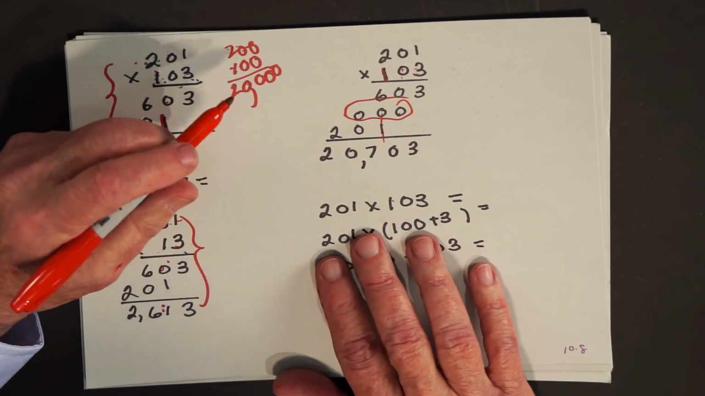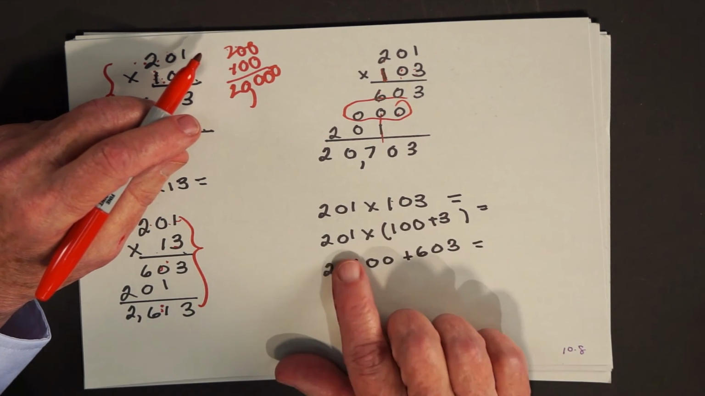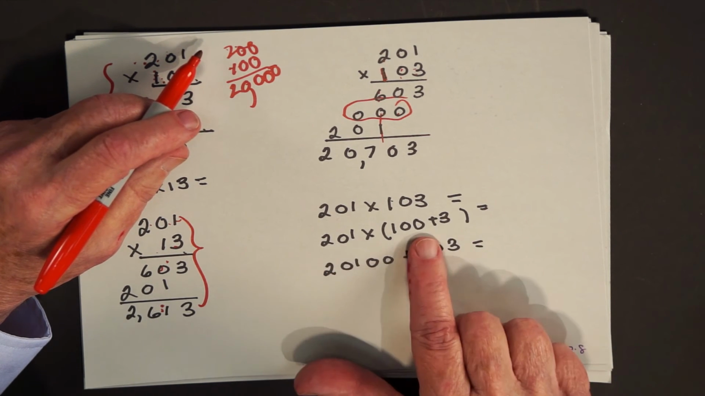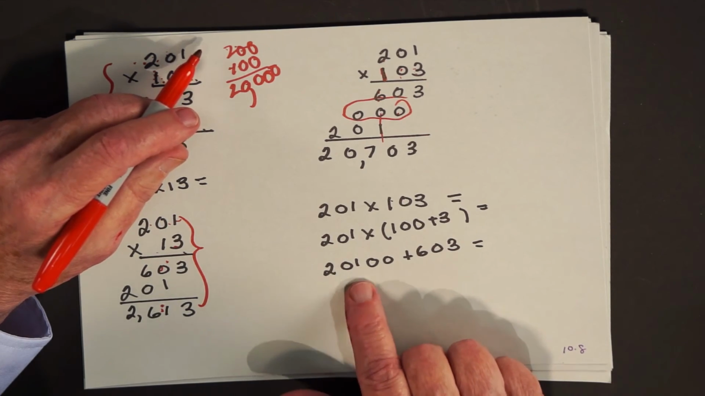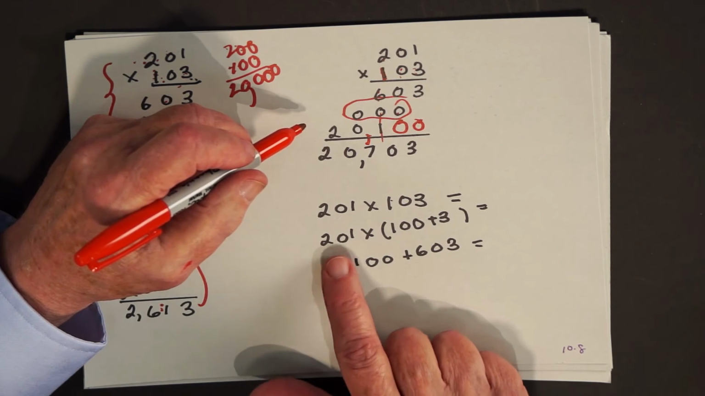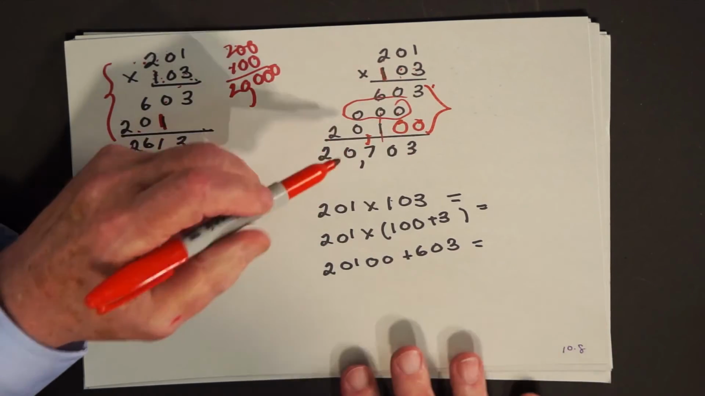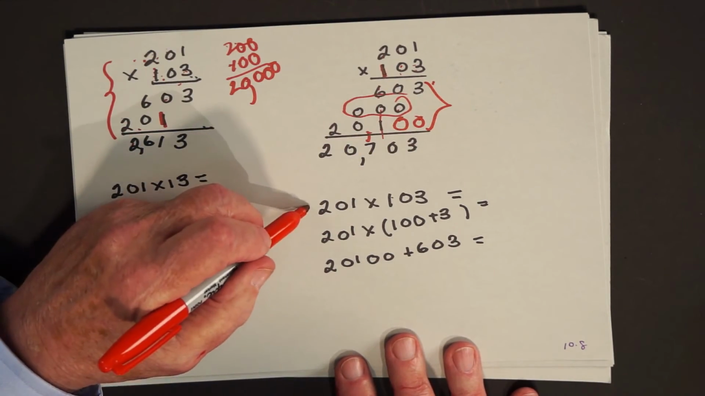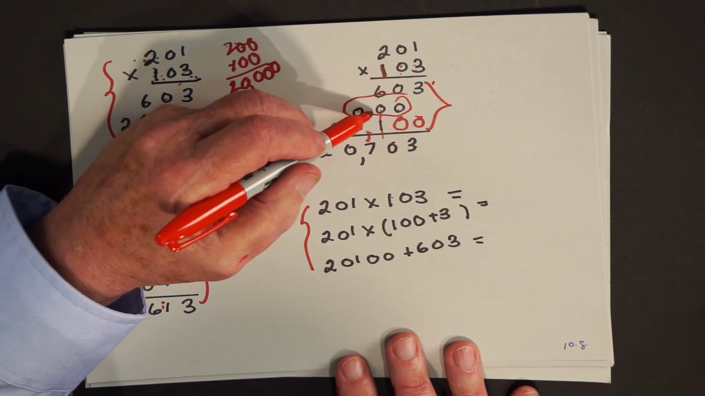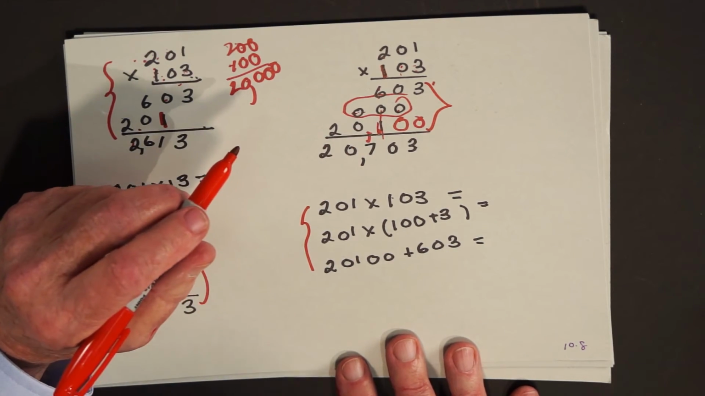In other words, if you did this by the distributive property, 201 times 103 is 201 times 100 plus 3. Well, 201 times 100 is 20,100, which, by the way, if I put the zeros in, is what this comes out to be. 201 times 3 is 603. That's this number. And so by doing this, all you really did was the so-called rote method, but by putting in the whole row of zeros, you made sure that the next row started in the appropriate place.